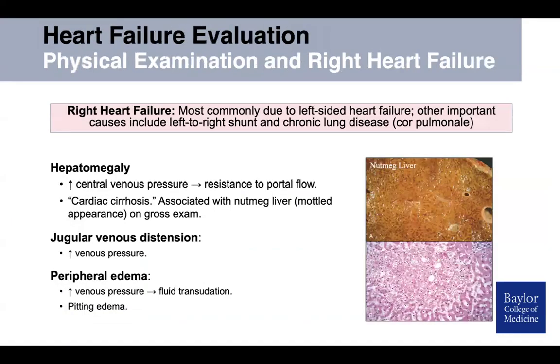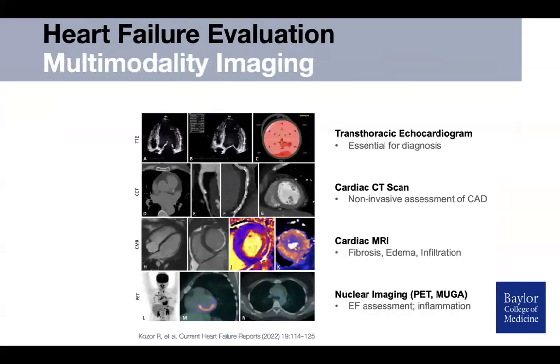Right-sided heart failure is commonly due to left-sided heart failure, but you can also see it when you have isolated lung disease. These patients will have hepatomegaly, and sometimes if you look at their livers, you may see a cardiac cirrhosis associated with nutmeg liver, which is mottled on gross exam. You can have jugular venous distension as well as peripheral edema.